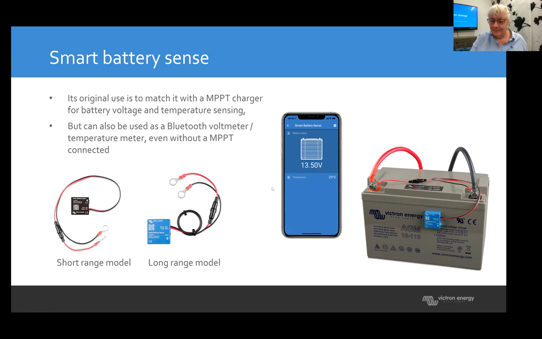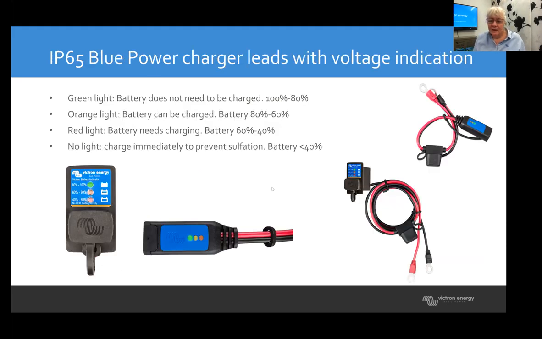Okay. So of course, their real function is to act as a temperature sensor for an MPPT charger and soon also some of the Blue Power chargers. But also a Bluetooth voltmeter or temperature sensor. Then we have indicator LEDs for Blue Power chargers. They have LEDs on there, which are green or amber and red. So good, middle, and bad.